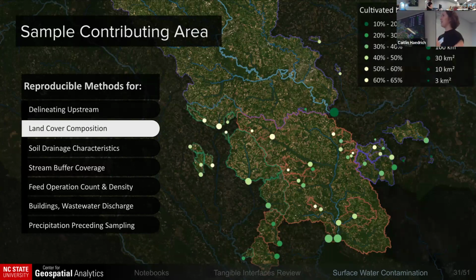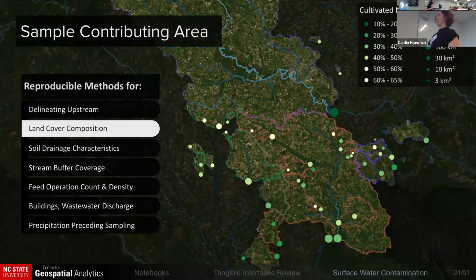We also looked at land cover via NLCD, the National Land Cover Data Set, and you can see that this is a pretty heavily agricultural area, with some areas having more than 60% of the land used as cultivated crop. The lighter points have more crop, and the darker, more green points have less cropland. And then they're also sized by area. So the biggest one is the Neuse River here with an upstream area of over 6,000 kilometers squared, and then some of them are quite small, like only 3 kilometers squared.